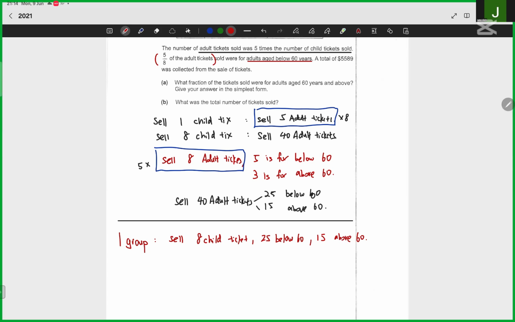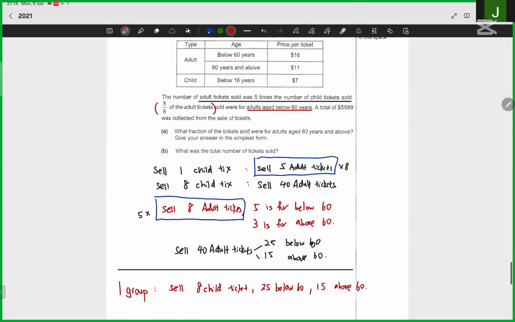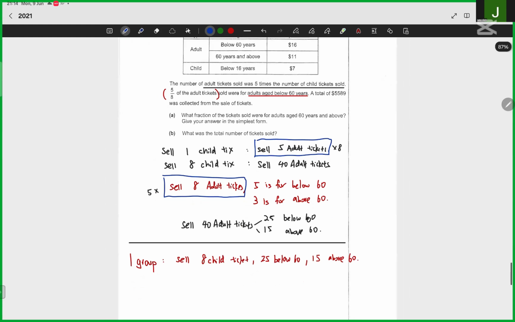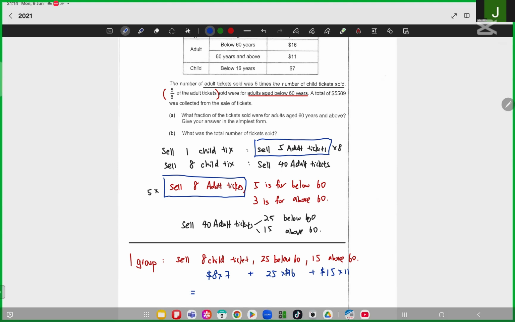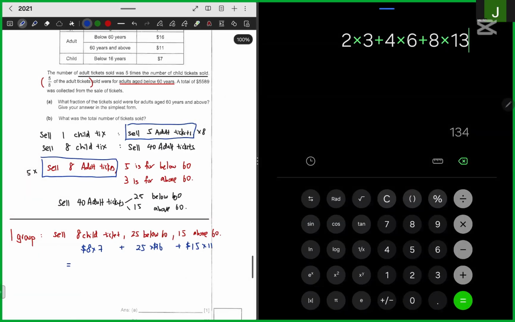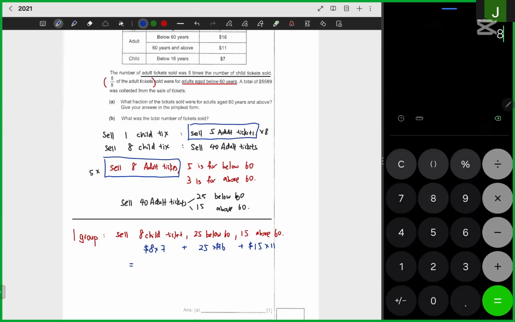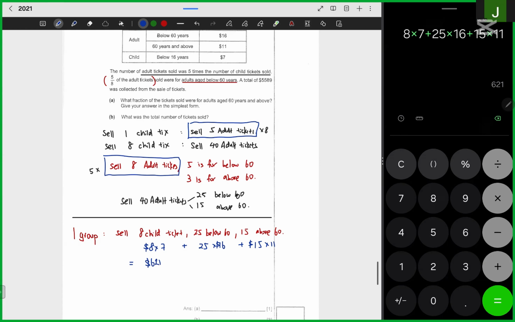Now how much money will I collect if I sell in such a manner? So 8 child tickets, this will be 8 times 7. This will be 25 times 16. This will be 15 times 11. If I add everything up, 8 times 7, 25 times 16, 15 times 11, that will be $621. So one group I will collect $621.